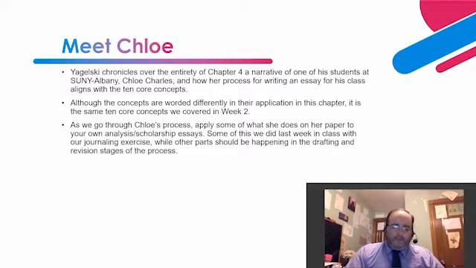Now, as we go through Chloe's process, what I want you to do is try to apply some of what she does to your own analysis and scholarship essays. Some of this we did last week with our journaling exercises that we did during the lecture. Okay, other parts should be happening in the drafting and revision stages of the process. So some of it's not going to be happening until later, but some of this should have already happened, in terms of what your own essay is going with.